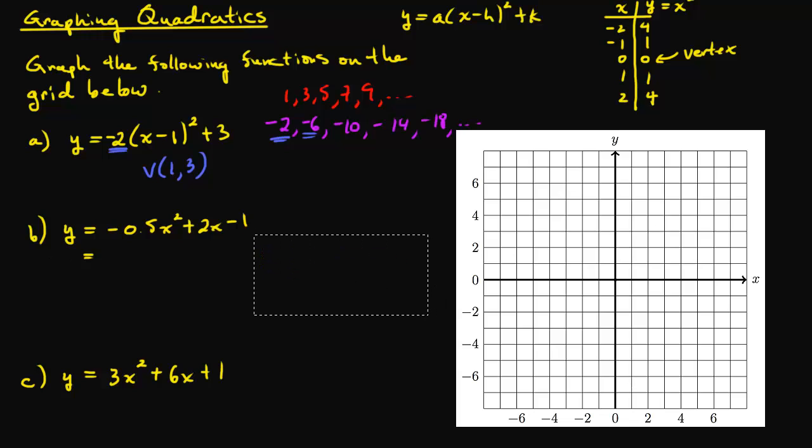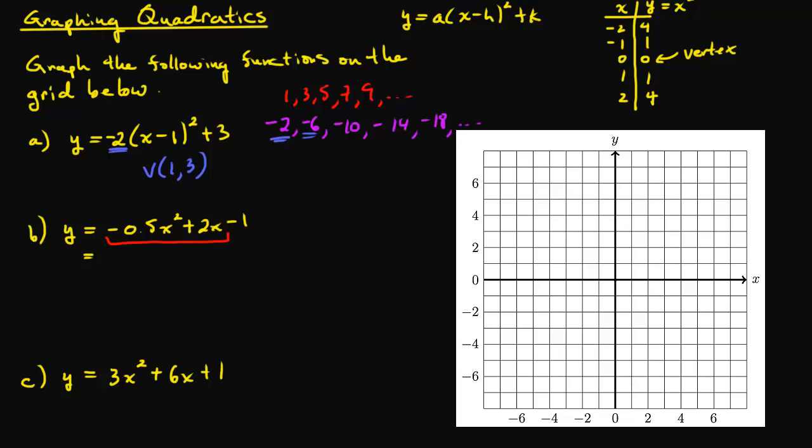So let's start with question B. We have negative 0.5 x squared plus 2x minus 1. If you look at the form of vertex form, you have to somehow get an a coefficient out front. And there's no coefficient on x inside of the binomial that's being squared. So the first thing we're going to do is common factor whatever the a coefficient is out of the first two terms.